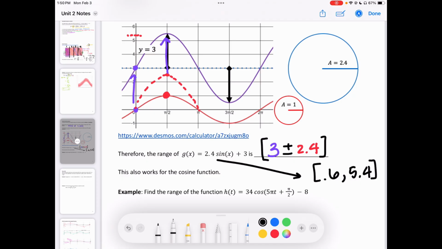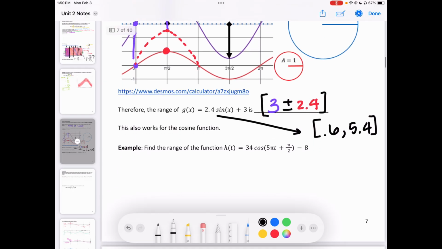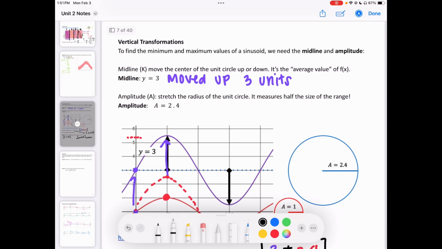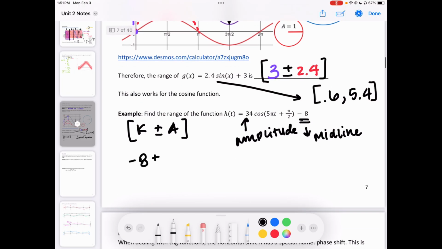Same applies to cosine. So in this case, if we want the range of cosine, we are going to take our y value at the end, that -8 or that midline, and your amplitude, and repeat that process. K plus or minus A. So -8 plus minus 34. So we end up with a range of -42 all the way up to 26.